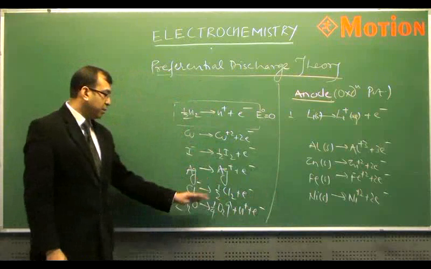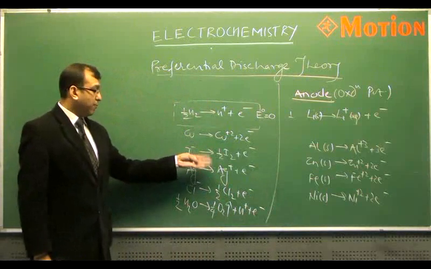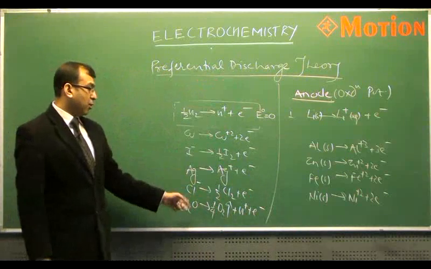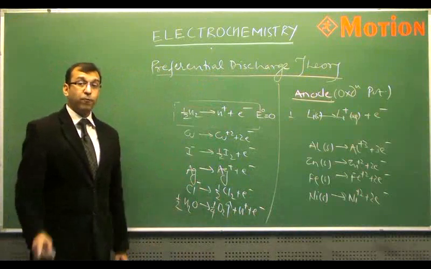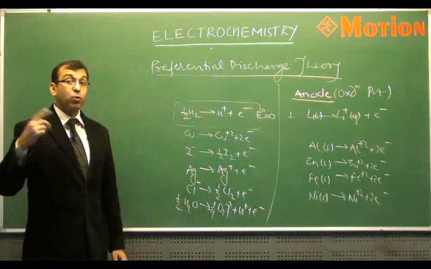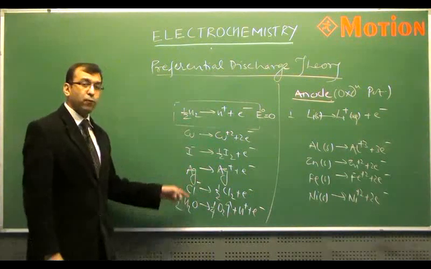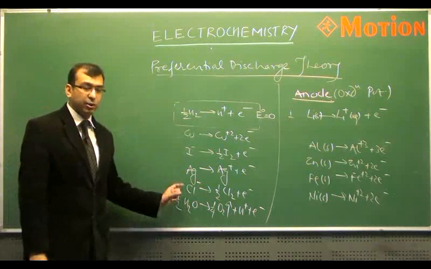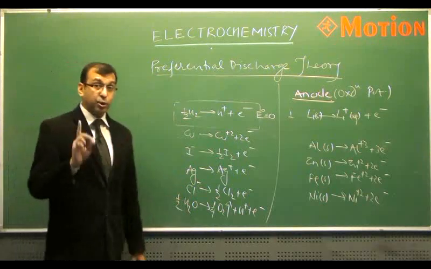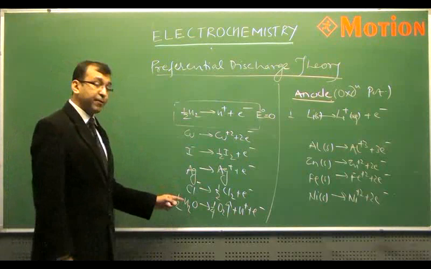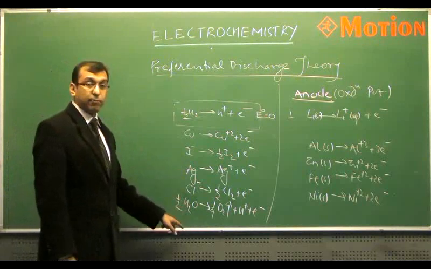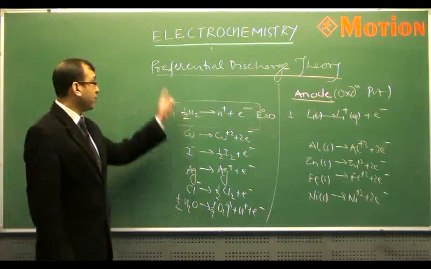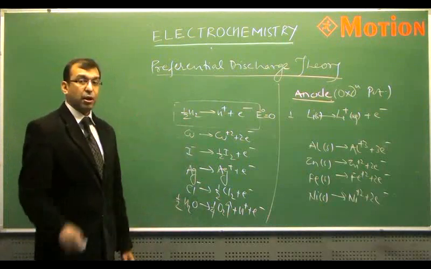If you look at the SRP table, this is on the upper side, but if you look at the preferential discharge theory, it's on the lower side, and this anomaly can be explained with the help of over voltage. Over voltage is not in JEE syllabus, that's why I'm not discussing it right now. But everybody should remember, don't look at the SRP table. Water is below Cl minus. Water is not above Cl minus. Water is below Cl minus if you look at the preferential discharge theory.